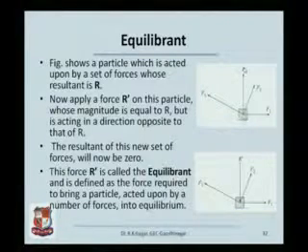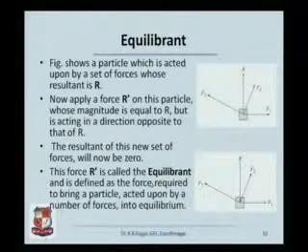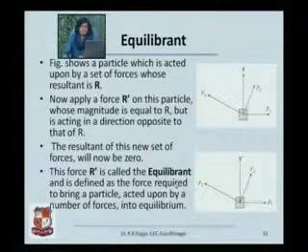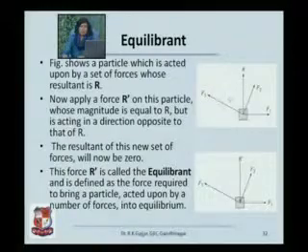Now we are applying R in the opposite direction, and therefore let us say this is that force R dash. When we are applying it in the opposite direction, it is going to nullify the combined effect of F1, F2 and F3. This force R dash is called the equilibrant, and the equilibrant is defined as the force required to bring a particle acted upon by a number of forces into equilibrium.